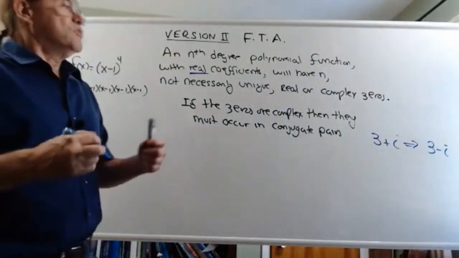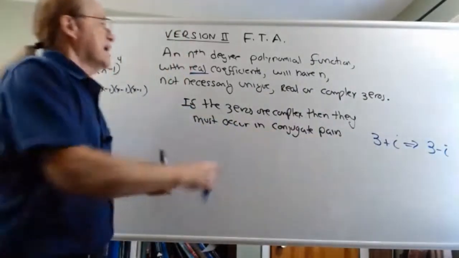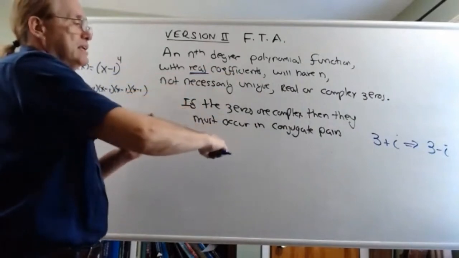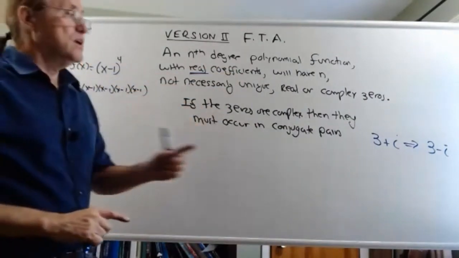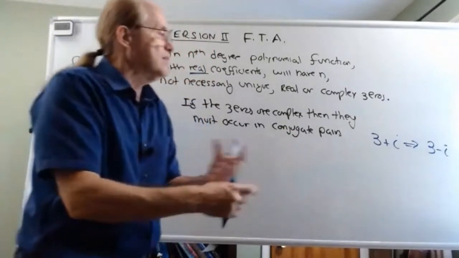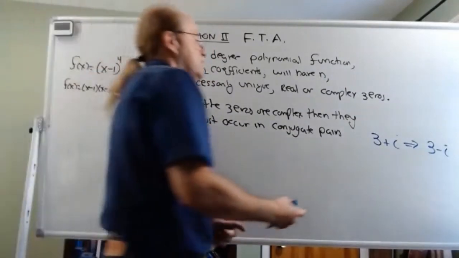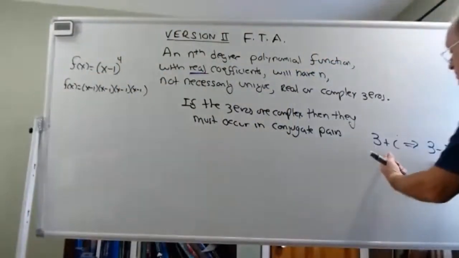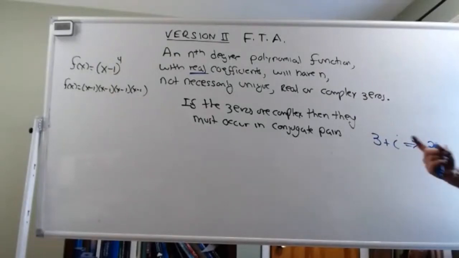Now, why is that? The reason for that is I get real coefficients. If that were not the case, I could get complex coefficients. Because when you multiply them, the zeros, they come in conjugate pairs. You multiply this times that, it turns into a real number. So all the coefficients end up being real.